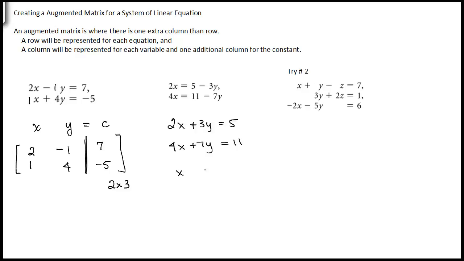Once you have it in that format, you have an x column, you can have a y column, and you can have a constant column. And lifting out the numbers, I'll lift out a 2, 3, and a 5 going across on row 1, and a 4, 7, 11 for row 2. Go ahead and pause and see what you can do with try 2. Hint, if there's a variable missing, put a 0 in the matrix.